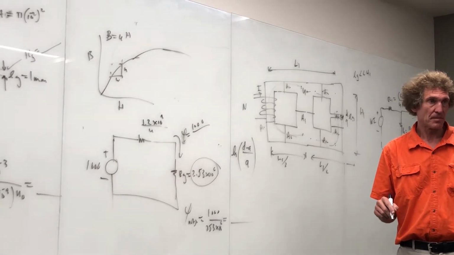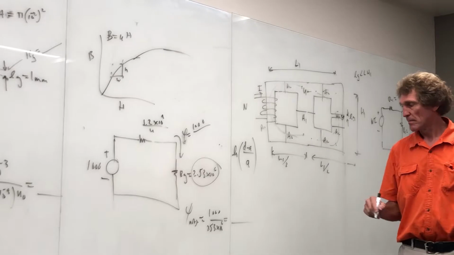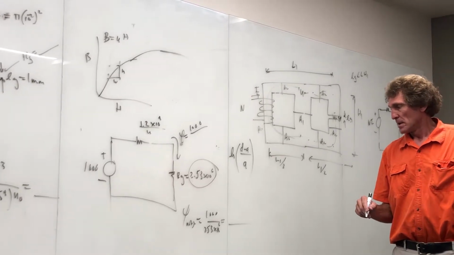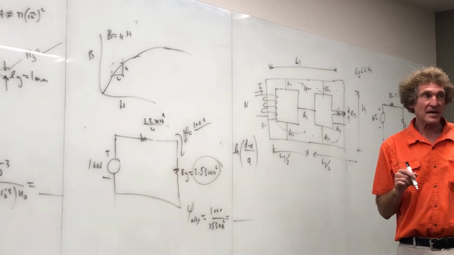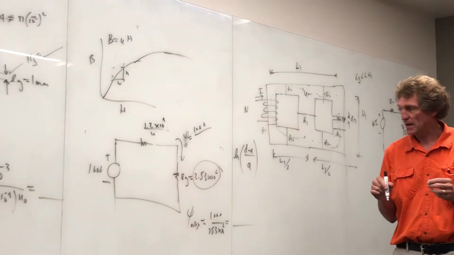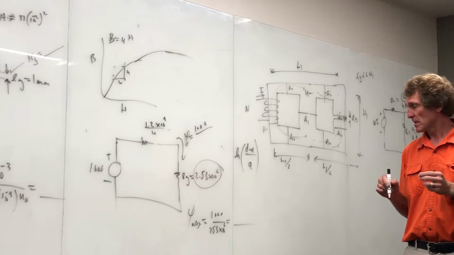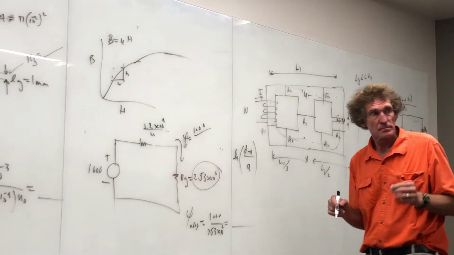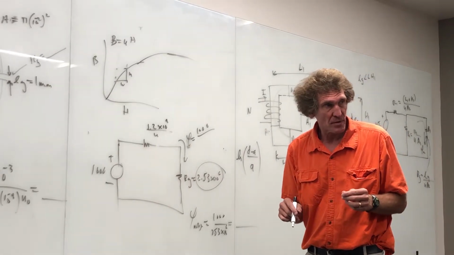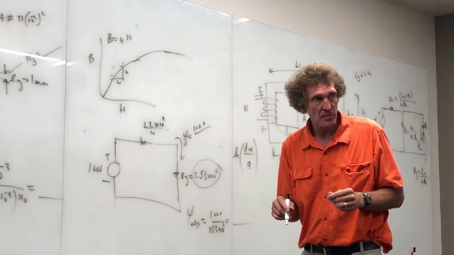What do you get for that? The 1,000 is just Ni, and I'm dividing by the, quote, magnetic resistance, the reluctance, 2.53 times 10 to the 6th. Anybody? 3.95 times 10 to the negative 4. Call it 6 times 10 to the minus 4? Yes, sir.